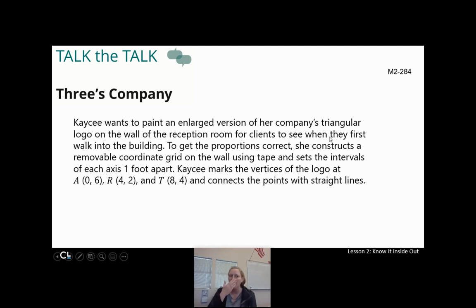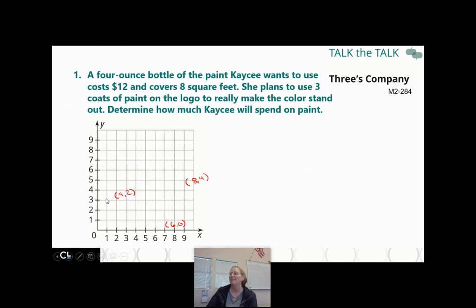Miss Scott made a mistake. She made a big mistake. Do you see it? The point A was in the wrong place, huh? Point A was in the wrong place. So point A, I'm going to clear all this off the screen. Point A should have been at (0, 6). Point A should have been up here.